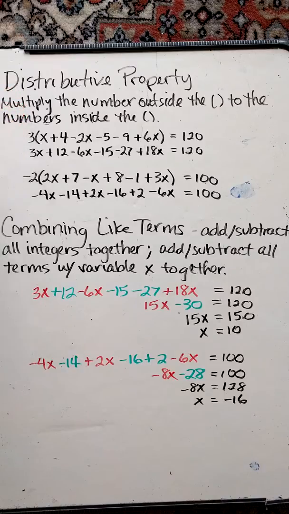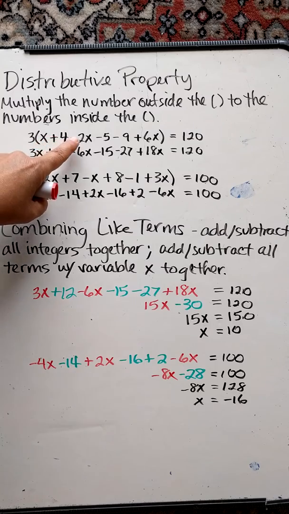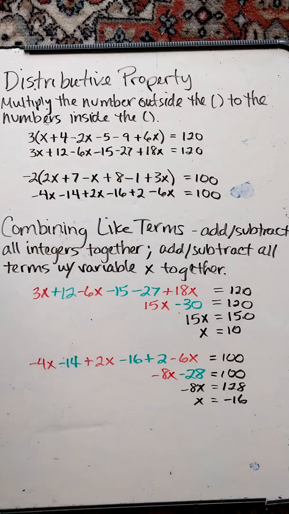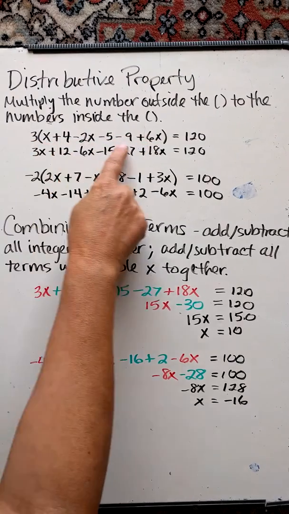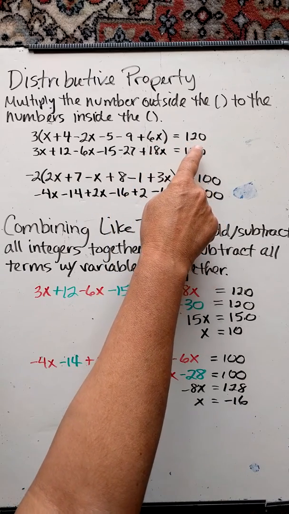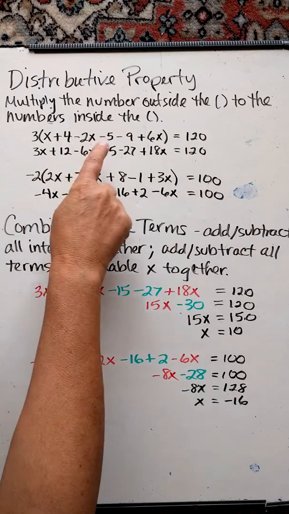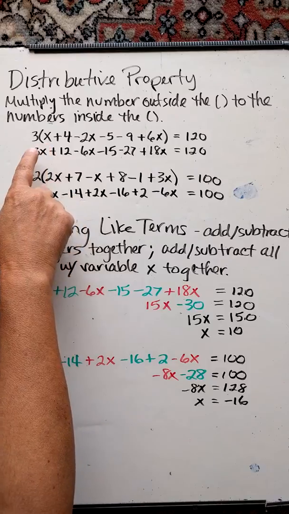Here's an example. We have this 3 out here, and it's going to need to be multiplied by every single term inside the parentheses. And this only applies to what's in the parentheses. It does not apply to what's out here. So we're only working with the left side of the equation.